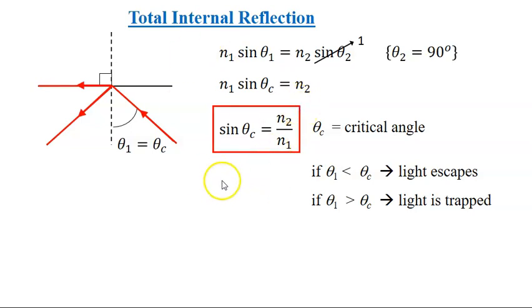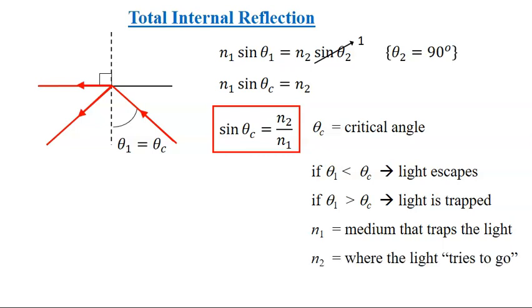And then in terms of the equation, what are n1 and n2? n1 is the first medium. It's the medium that traps the light. The light starts in this medium, and in certain situations, it never gets out, so it might trap the light. n2 is the other medium. It's where the light, quote unquote, tries to go. I put tries to go in quotes because we're talking about light. It doesn't have wants and needs and desires, but you're directing the light at that medium, and maybe it doesn't get there. In certain situations, it will never get there.